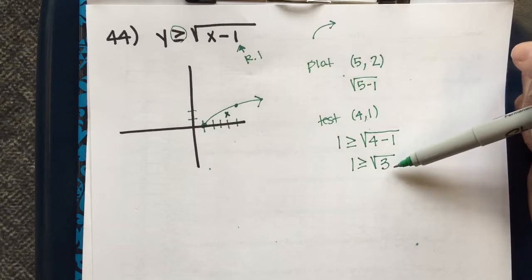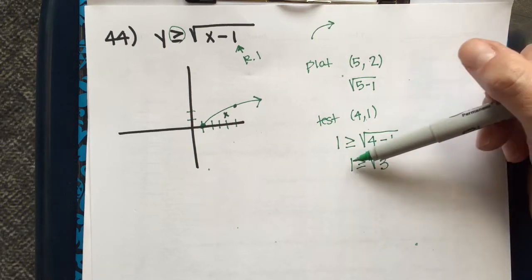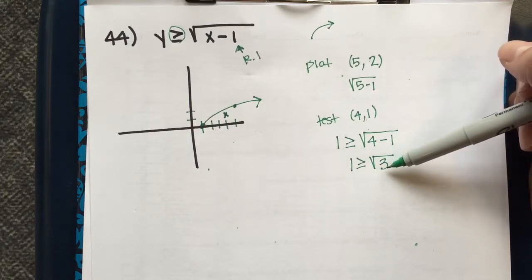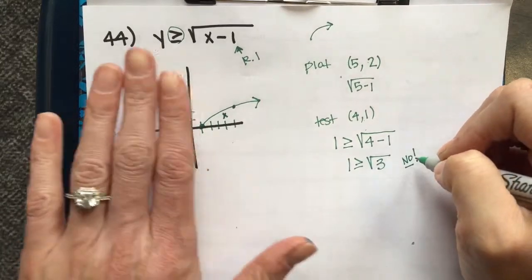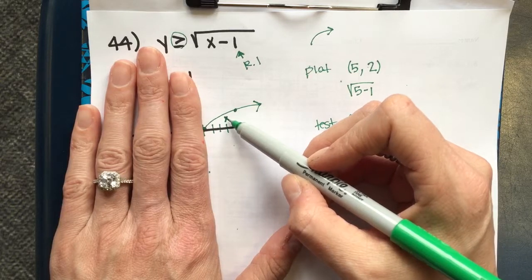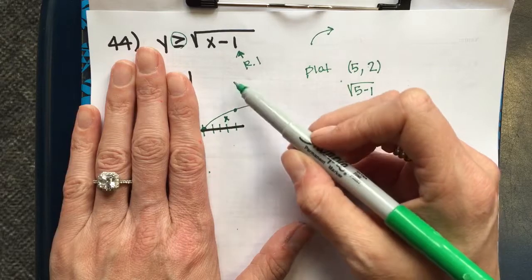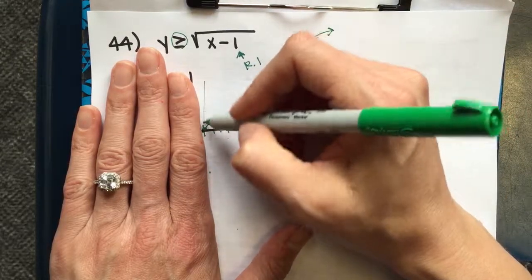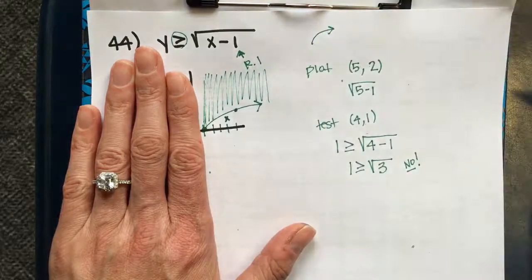Well, the square root of 1 would be 1, and the square root of 4 is 2, so this is somewhere in between 1 and 2, closer to 2. So I don't even need to get my calculator out. I know that 1 is not bigger than that, so this is not true. So here's the point that I tested. If that is not a solution and it's below the graph, then none of the points below the graph will be solutions. Therefore, the solutions must be above the graph. So I'm going to go back to the point and then shade above the graph from there.